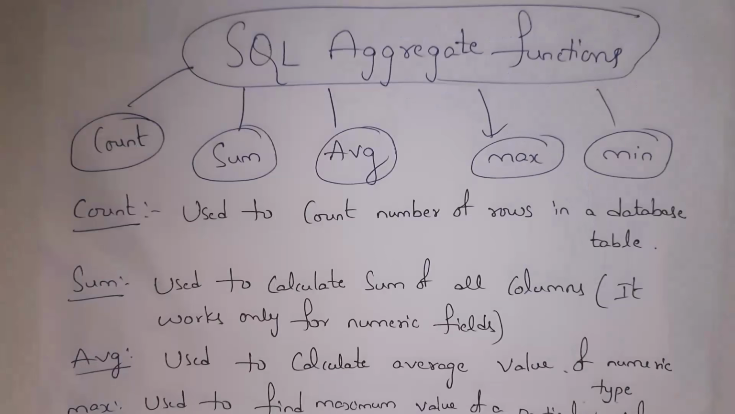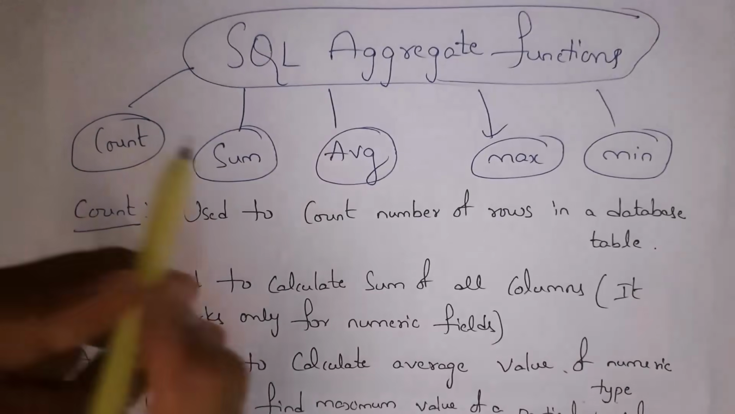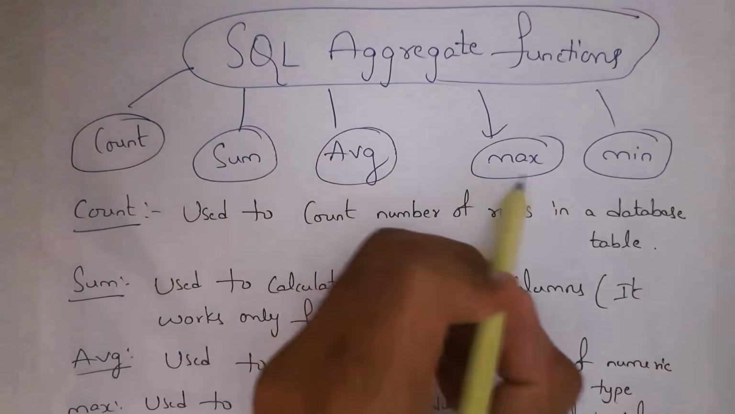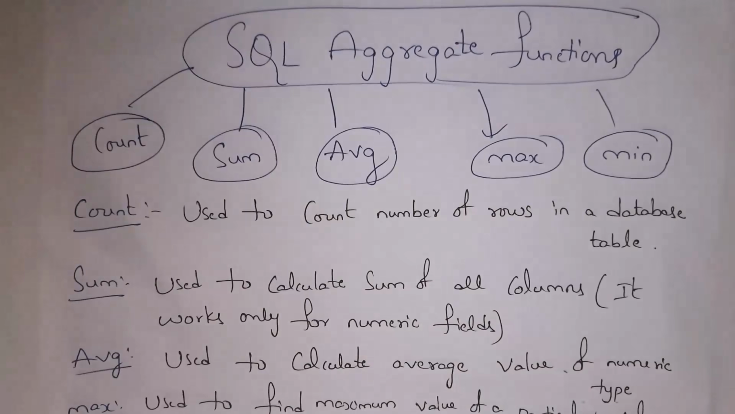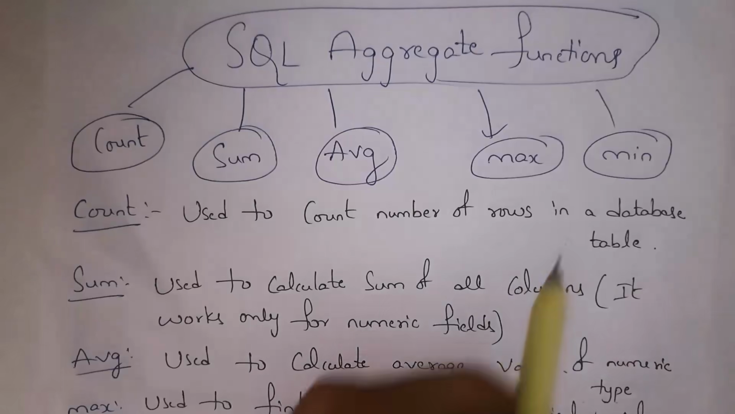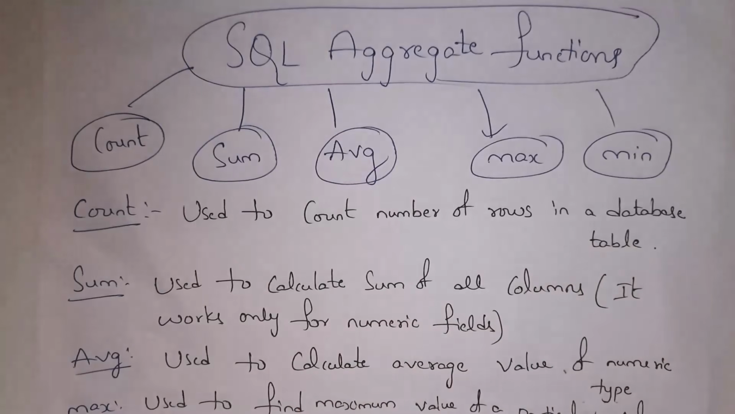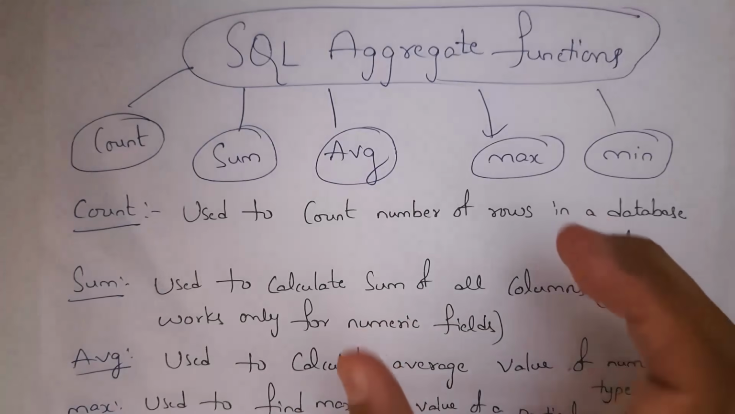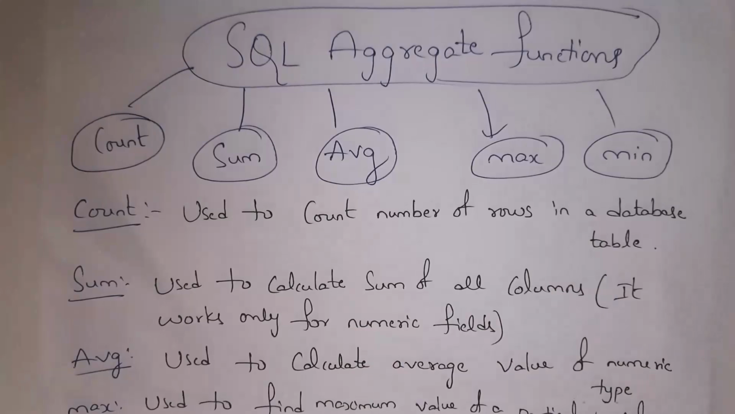Total there are 5 aggregate functions. They are count, sum, average, max and min. At first I will explain what is the count function. The count function is used to count the number of rows in a database table. Just in order to count the number of rows, we need to use the count function. I will give an example.